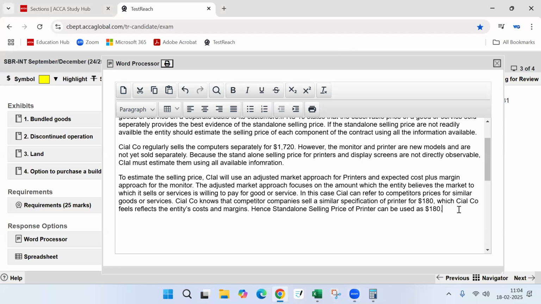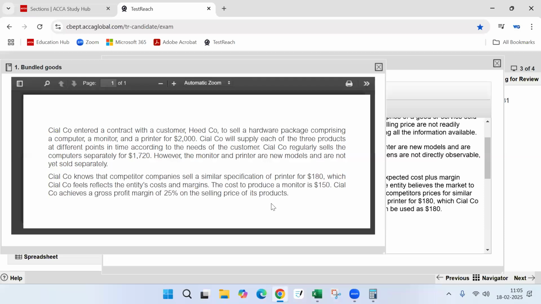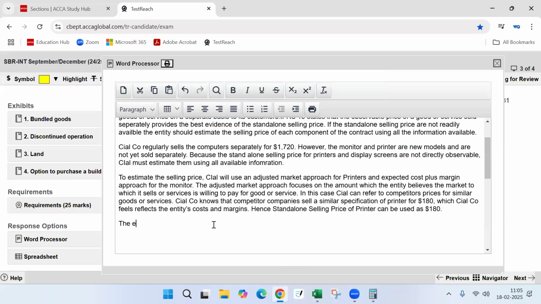Right, now we have to justify for the next, the cost approach. So the expected cost plus a margin approach focuses on the entity's cost of production, but must reflect the margin the market would be willing to pay.